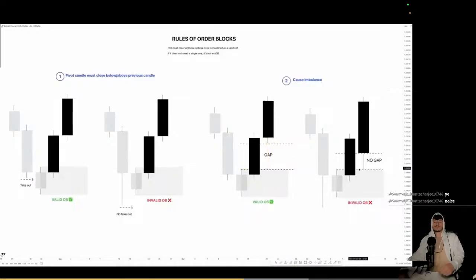In this case right here, once again, you find the pivot candle's high, and then you find the third candle's low. You can see in this case, there is no gap whatsoever, because this candlestick's high is actually at the same price as the third candlestick's low. Same price, so no gap whatsoever. So this order block is actually invalid.